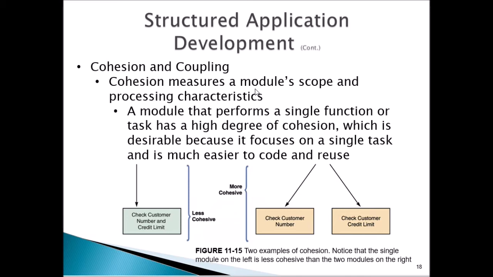Continuing on, cohesion and coupling. Cohesion measures a module's scope and processing characteristics. A module that performs a single function or task has a high degree of cohesion, which is desirable because it focuses on the single task and it's much easier to code and to reuse. So check customer number and credit limit as opposed to check customer number. It can be used for a much wider range of purposes, and also if you split it up here.